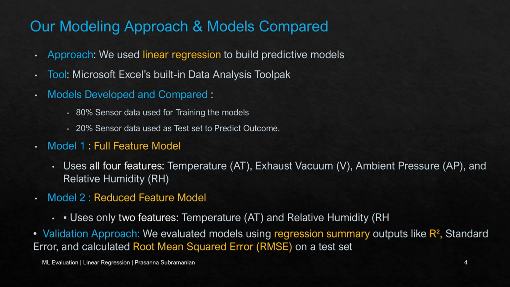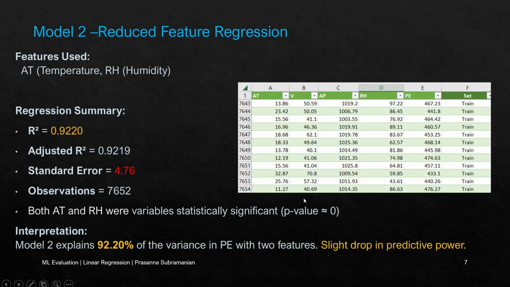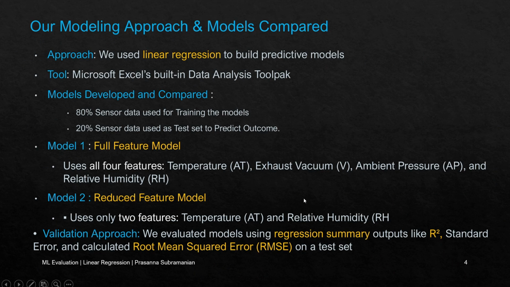The validation approach is as per the regression summary output: R squared, adjusted R squared, and standard error, and I calculated root mean squared error, which is RMSE, on a test set, which means our 20% of sensor data.